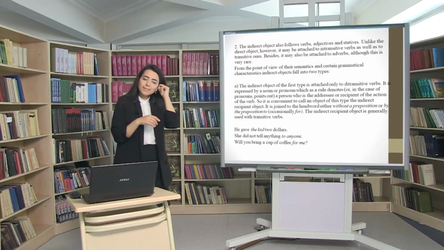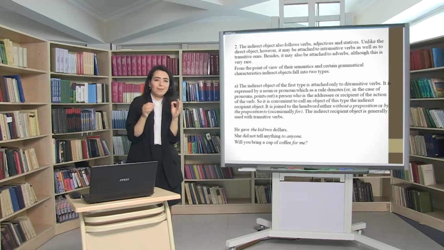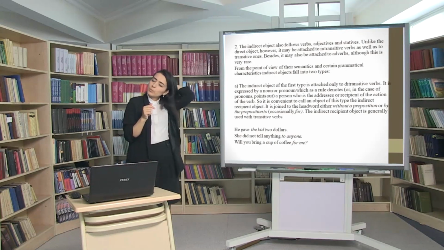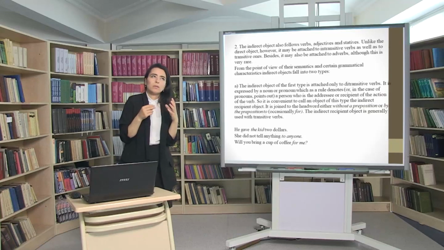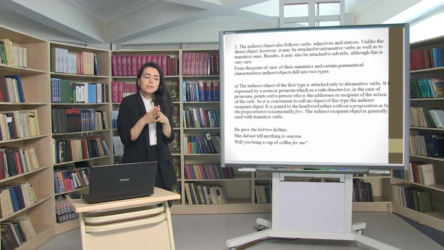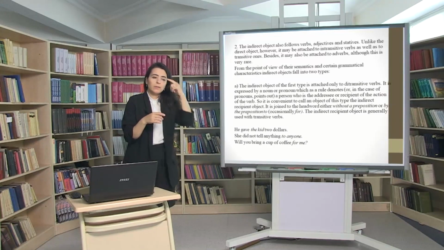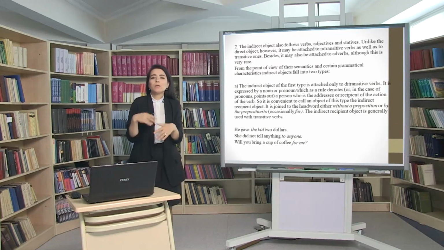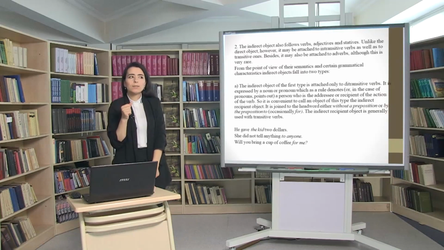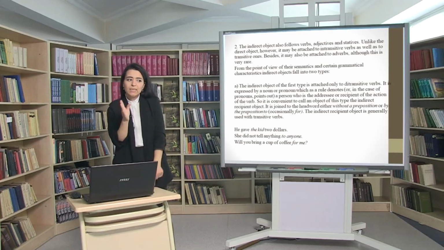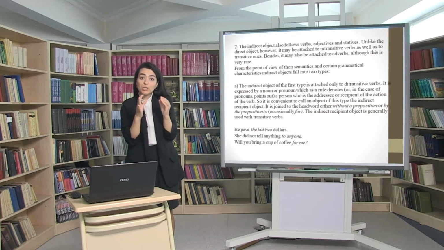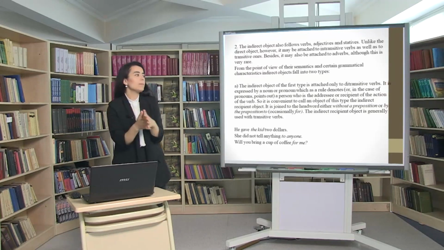As I said before, if you paid attention to my speech, direct object is generally expressed by non-person notions, but on the contrary, the indirect object is expressed by a person, because indirect object is the addressee, the recipient of that action. But direct object is the object on which we do this action.